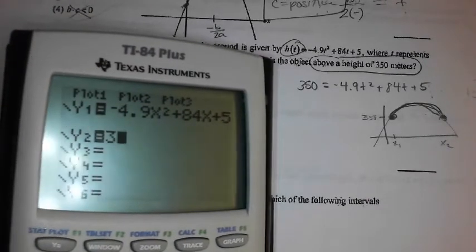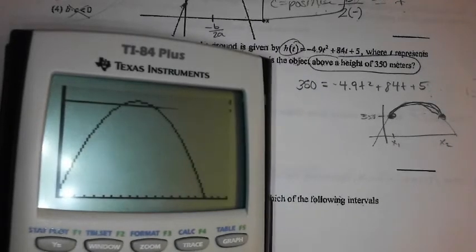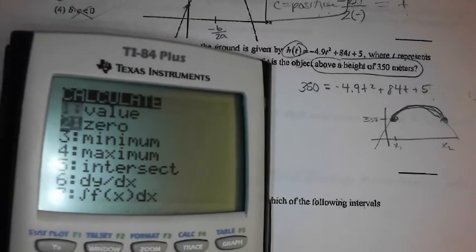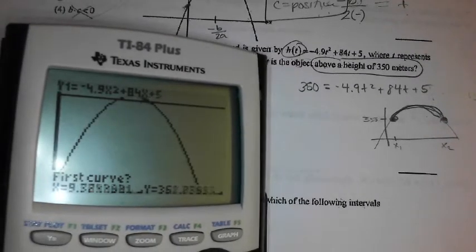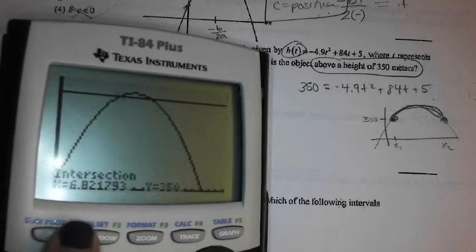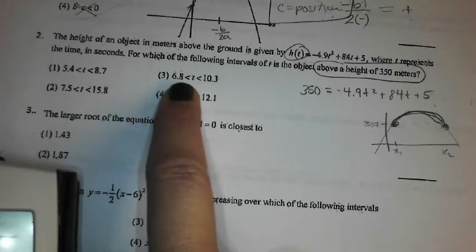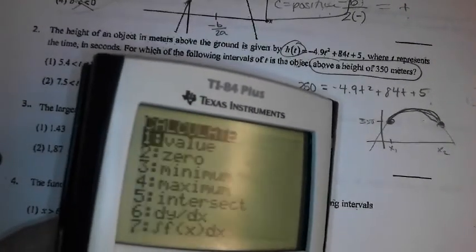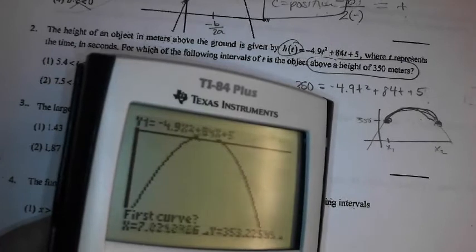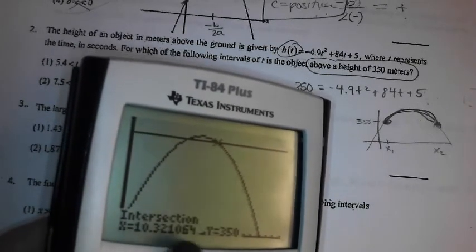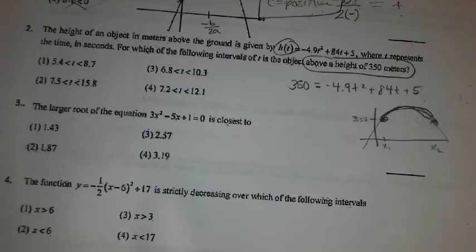350. And then see where they cross, right? Second trace, intersect, scroll to the left. If I want that one first, enter, enter, enter. That'll give you 6.8 seconds on the nose. Yes? And then do it again: second trace, intersect, go over to the other intersection, enter, enter, enter, and it'll give you 10.3. So if you had to round to the nearest tenth and keep it exact, you can do that.